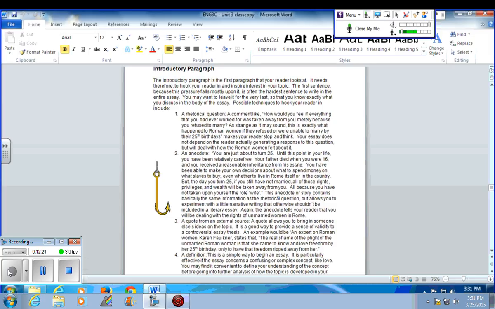So, an example would be an expert on the Roman woman, Karen Faulkner, states that the real shame of the plight of the unmarried Roman woman is that she's had to come to know and love freedom by her 20th birthday, only to have that freedom ripped away from her.